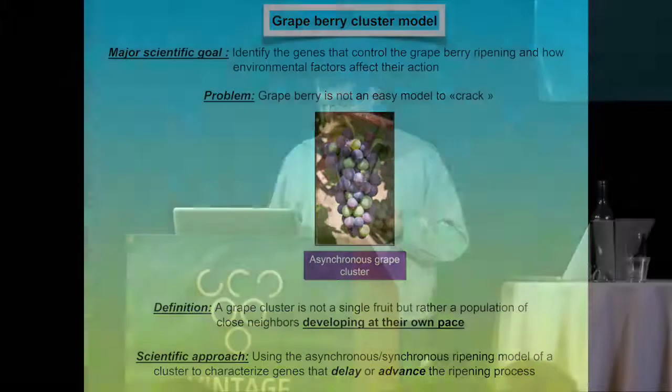But something interesting in this model, which few people are looking at, is the variability you observe in the clusters, where you see some berries that are more advanced in ripening and others that are lagging. So we have delayed and advanced berries. Maybe through this angle, we can better understand the control of ripening. The idea is to use this model of uneven ripening that you observe every time, especially at veraison, to identify genes that are responsible for delaying or advancing ripening.